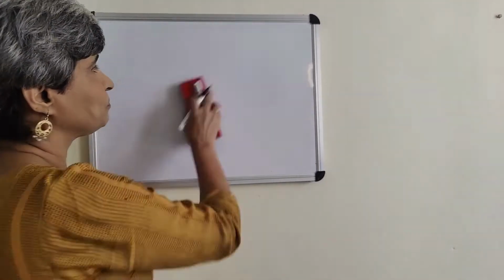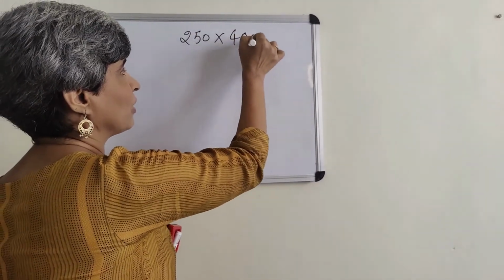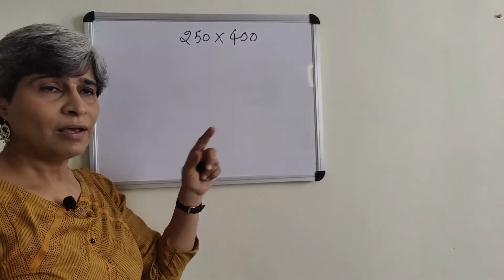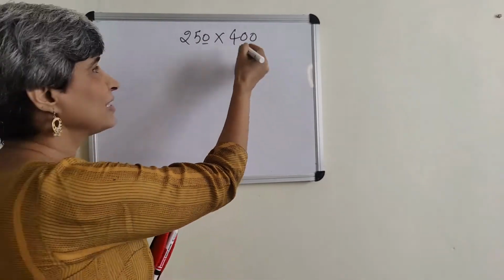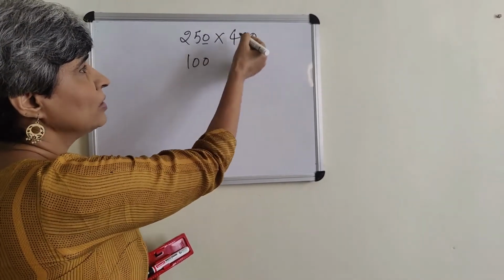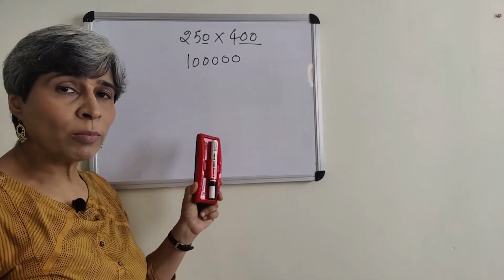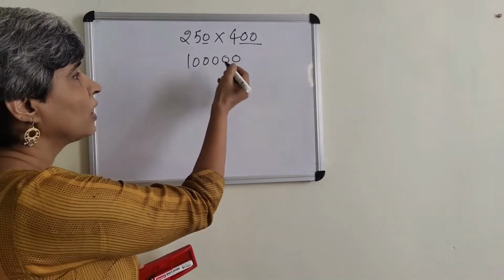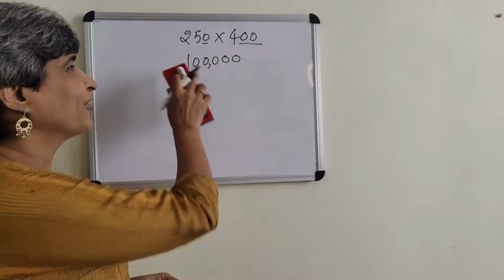So 300 into 40 is 12,000. Let's try one more. You can even take 250 into 400. Now when you look at it, it looks like such a big number. You're multiplying two 3-digit numbers. But it's very simple, because I can just forget about the zeros for now. Park them aside. I can say 25 4s are 100. How many zeros? 1, 2, 3. Always putting a comma in your large numbers helps you to read and write them better. I would use the international system, put a 0 here. My answer is 100,000.